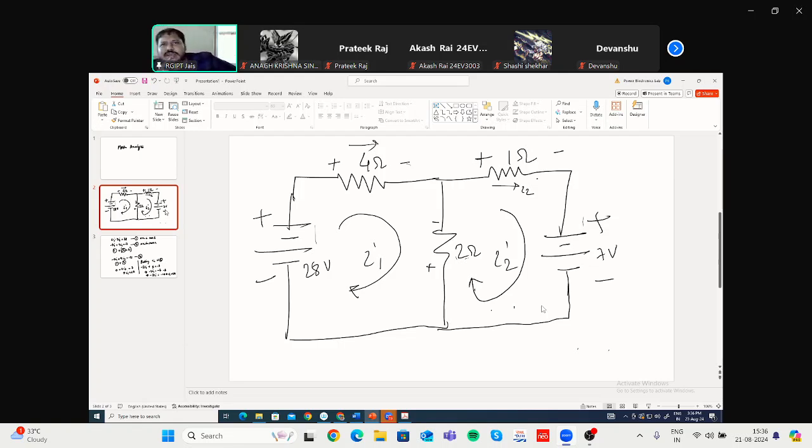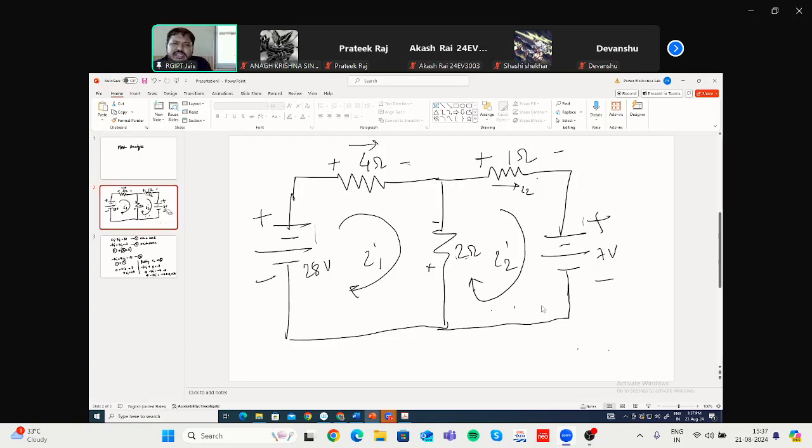For these two meshes, we are assigning unknown currents, unknown variables I1 and I2. We don't know their values; at the end, as you have seen, we will be able to find I1 and I2. And we also don't know the directions. So we are assuming that current I1 is flowing in clockwise direction in mesh 1, and current I2 is flowing in clockwise direction in mesh 2. That is the basic assumption we have considered. Assumptions can be wrong.